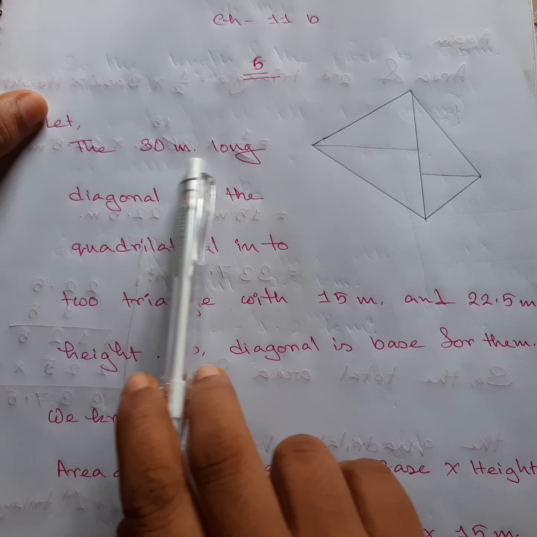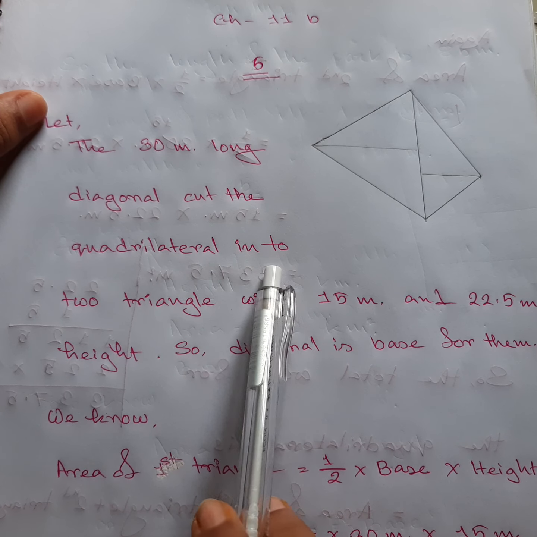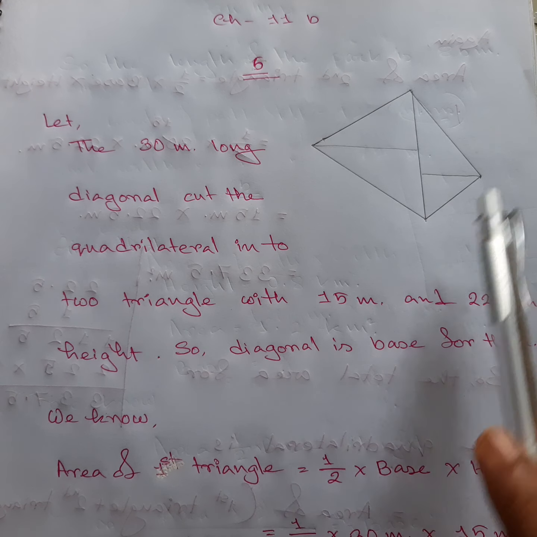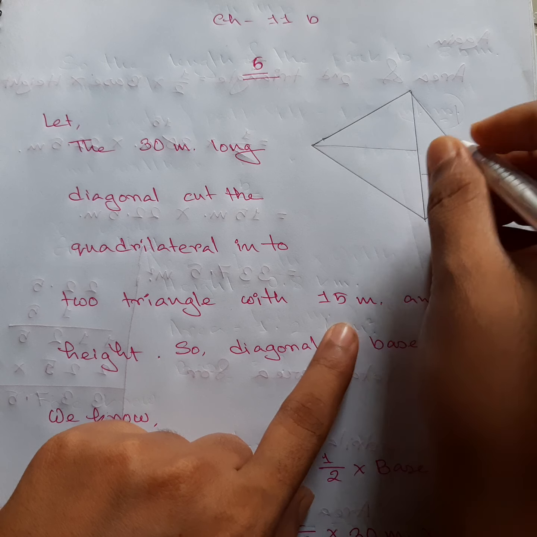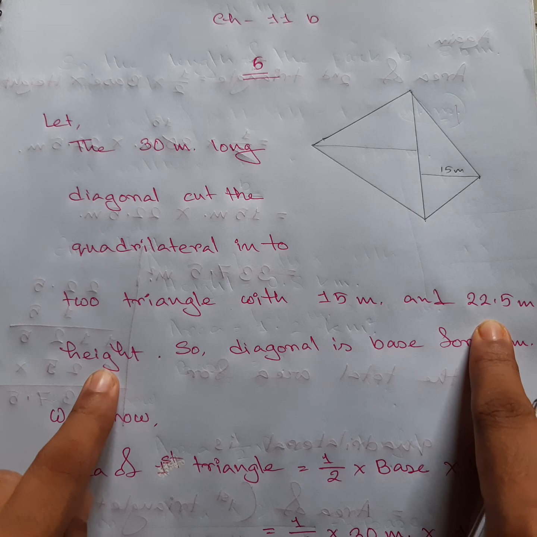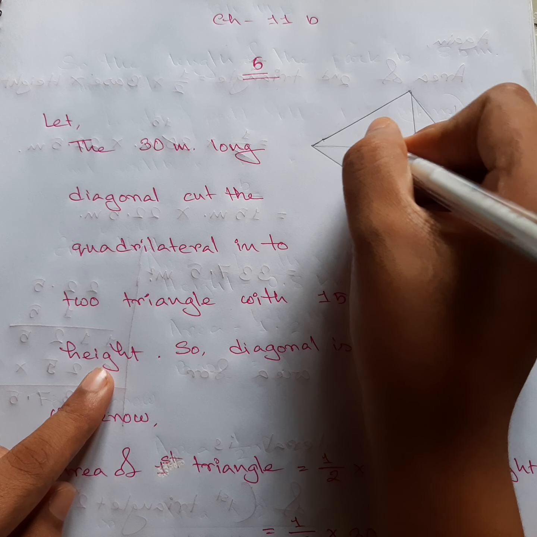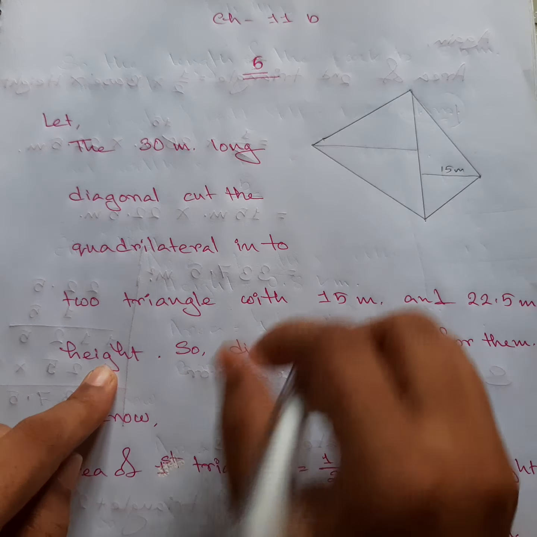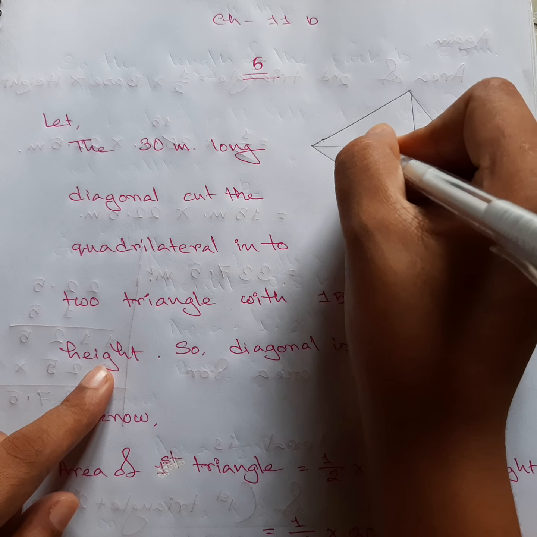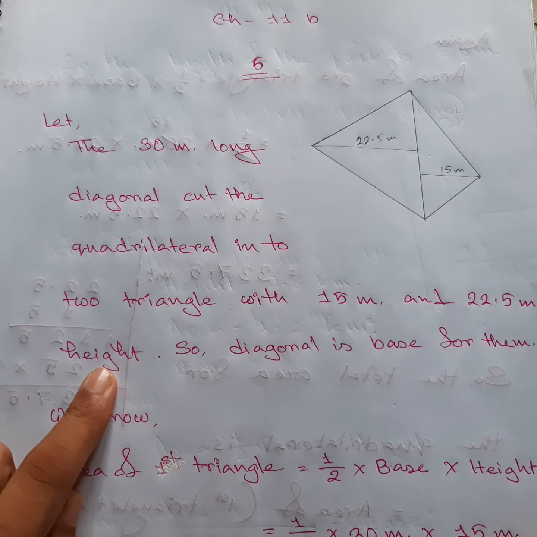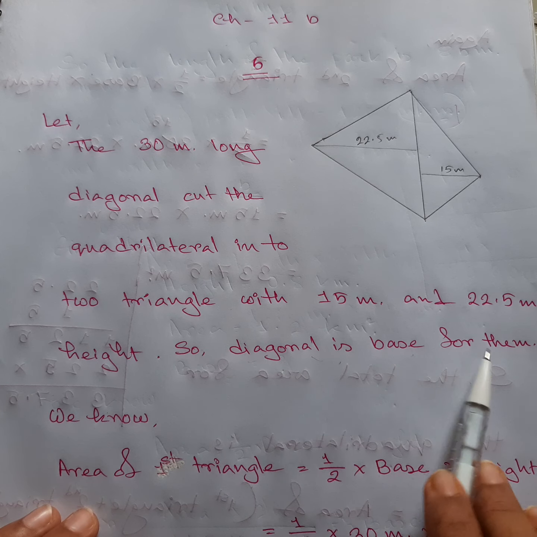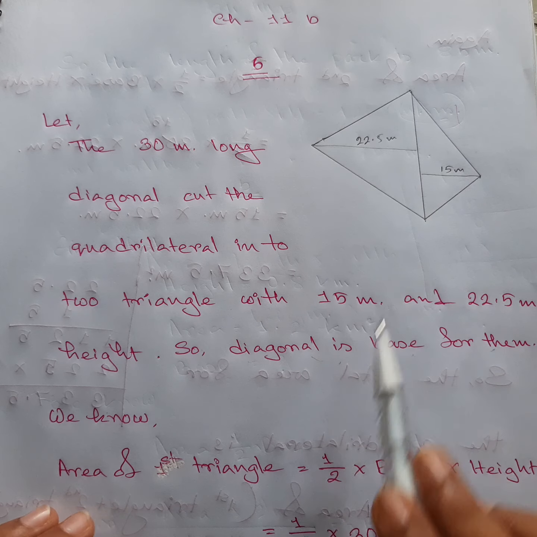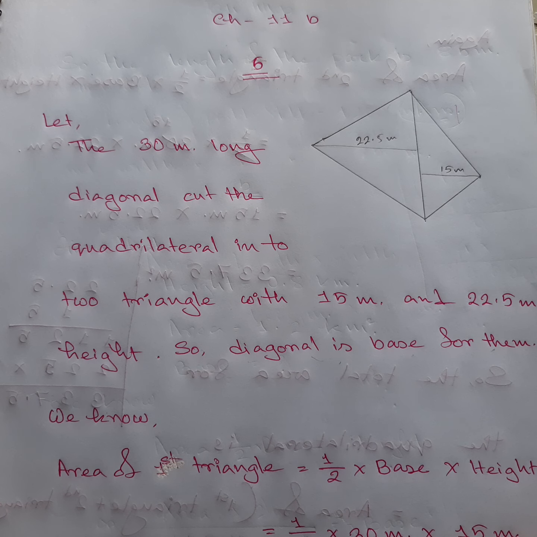Let the 30-meter long diagonal cut the quadrilateral into two triangles. This one is 15-meter and this one is 22.5-meter height. Okay, both are triangles and they have two different heights. So the diagonal becomes a base for them. Already I have showed you how.